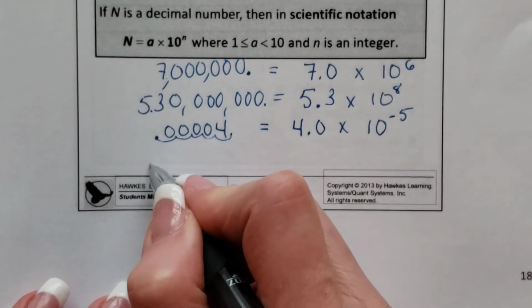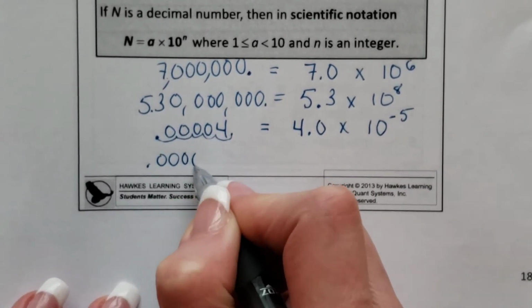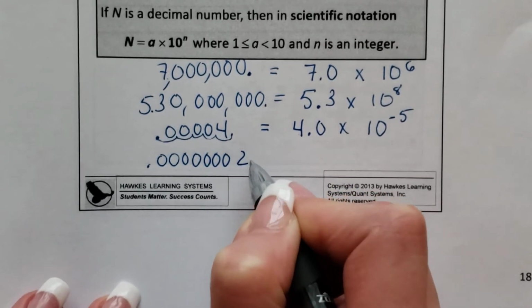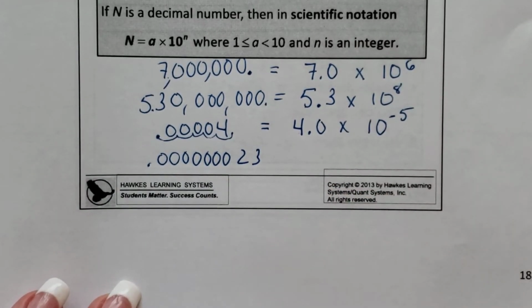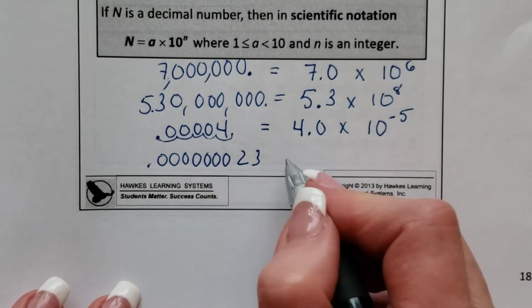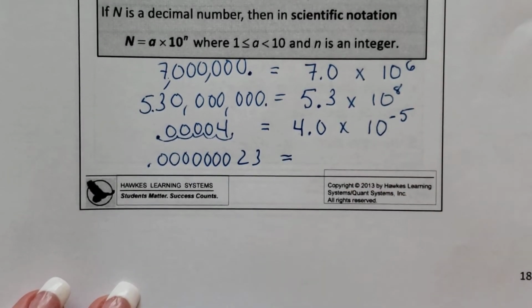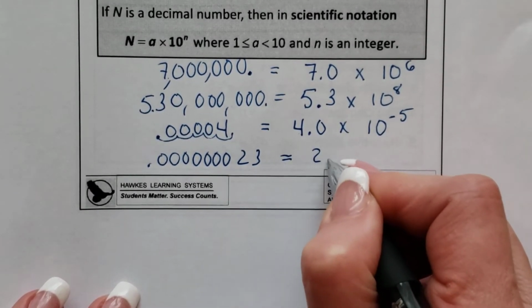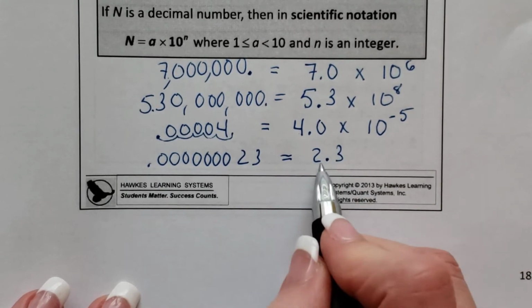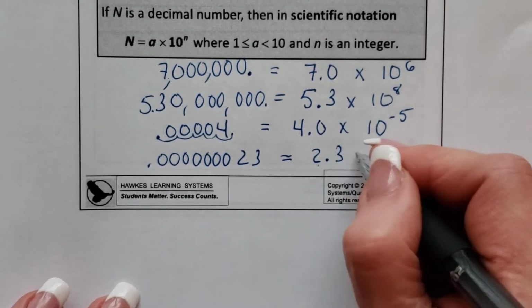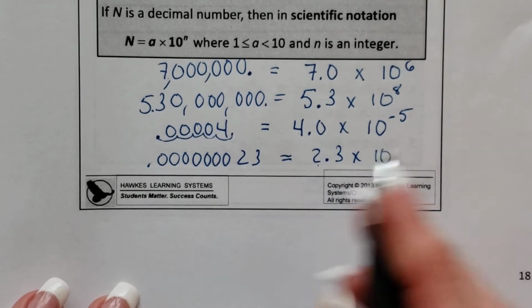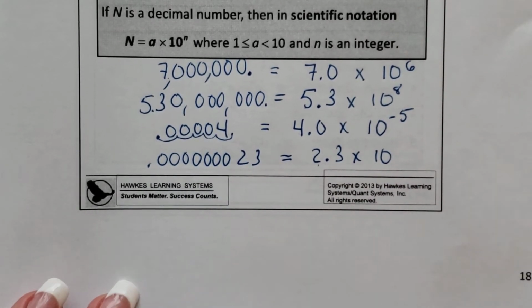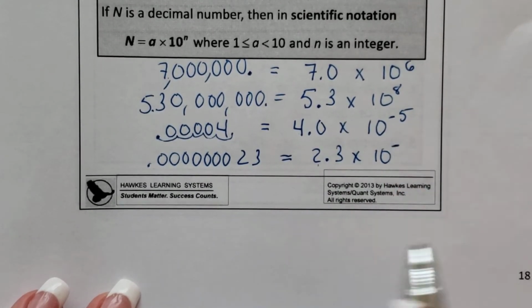All right, so let's try another one. Let's say I have an even smaller number, and I want to write that in scientific notation. So I rewrite it. I can have one non-zero number in front of my decimal. That is one non-zero number. I'm going to multiply it by a power of 10. This is a tiny number, so I know my exponent must be negative.